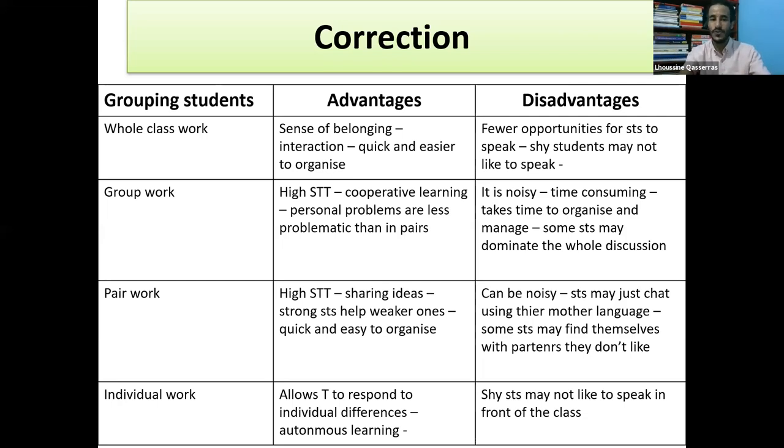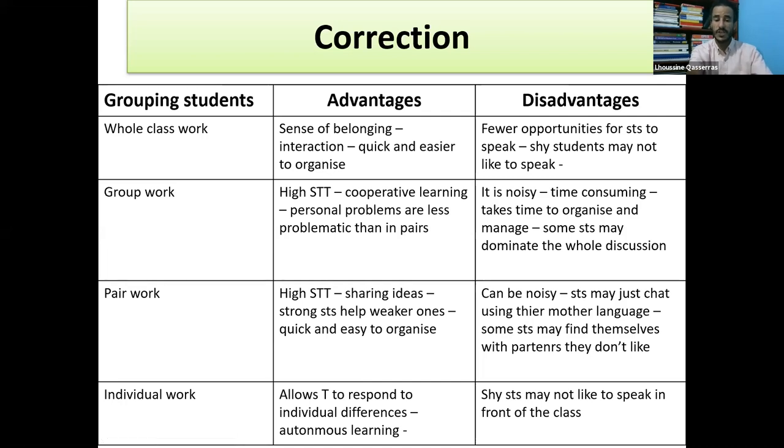So what would you do? Would you avoid putting students in pairs if they don't like each other, or would you put only those students who have a good relationship with each other? So it's an issue, okay, when you put students in pairs and you have to make sure that they are comfortable with each other, okay.